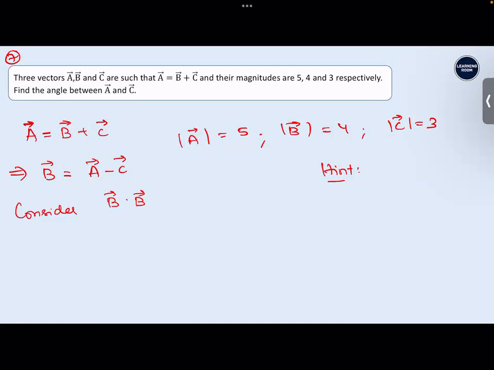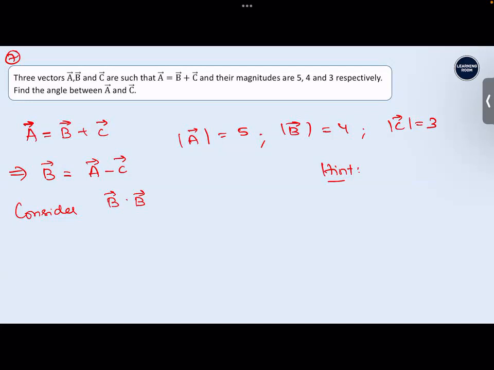Second, if you want to proceed, if you have only two vectors, then that formula works: cos theta is equal to A dot B by magnitude of A into magnitude of B. But here you have three vectors. So whenever you have three vectors and you're asked to find the angle, you're left with one vector on the LHS, right? You need to consider the dot product of that vector with itself.